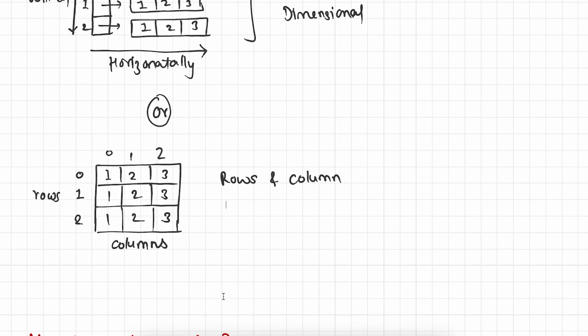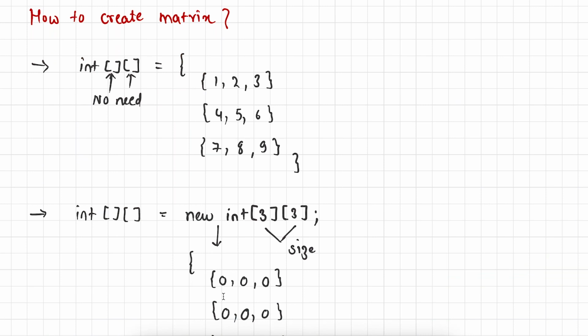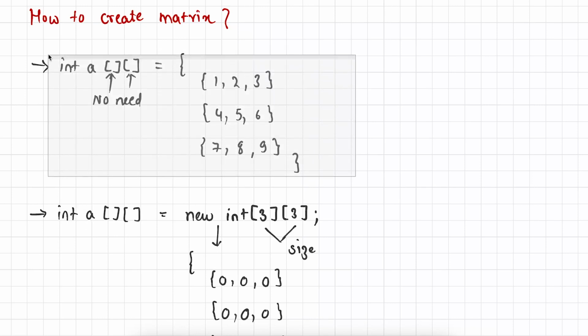So now let's move on to the next section of this video, and that is how to create matrices. So in Java, there are 2 ways to create matrix. So you can see here, this is the first way to create matrix. So in this syntax, we have just initialized a variable a by placing 2 square brackets in front of it to define that it is a multidimensional array.